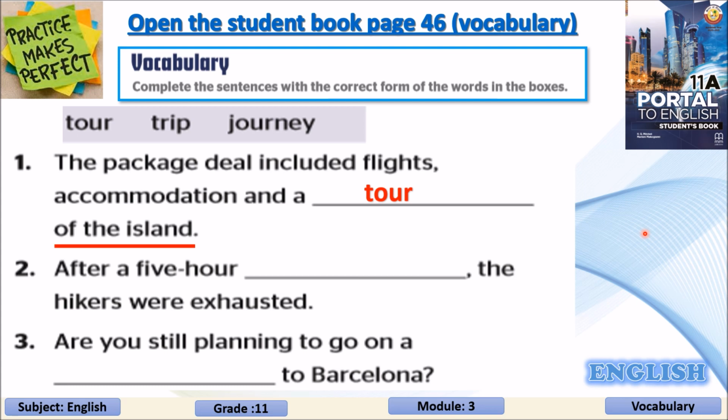Number 2, after a 5-hour blank, the hikers were exhausted. We are talking about the activity of hiking. Do you think this is a trip or a journey? And it is associated with the distance that takes 5 hours. Very good, so the answer is journey. After a 5-hour journey, the hikers were exhausted.